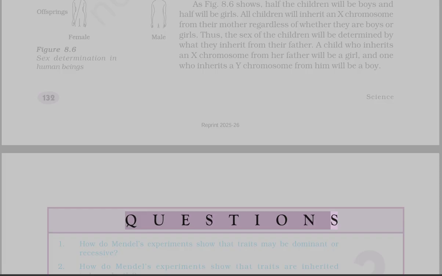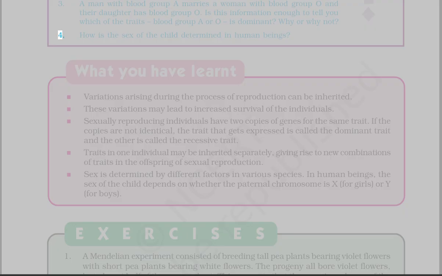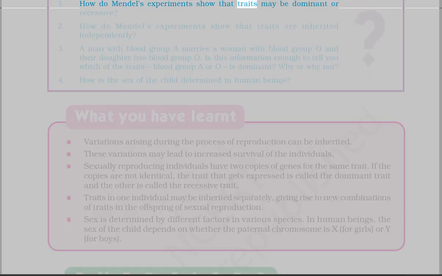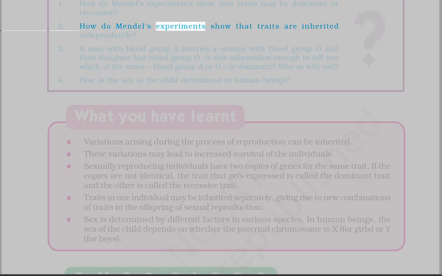Questions. How do Mendel's experiments show that traits may be dominant or recessive? How do Mendel's experiments show that traits are inherited independently? A man with blood group A marries a woman with blood group O and their daughter has blood group O. Is this information enough to tell you which of the traits, blood group A or O, is dominant? Why or why not? How is the sex of the child determined in human beings?